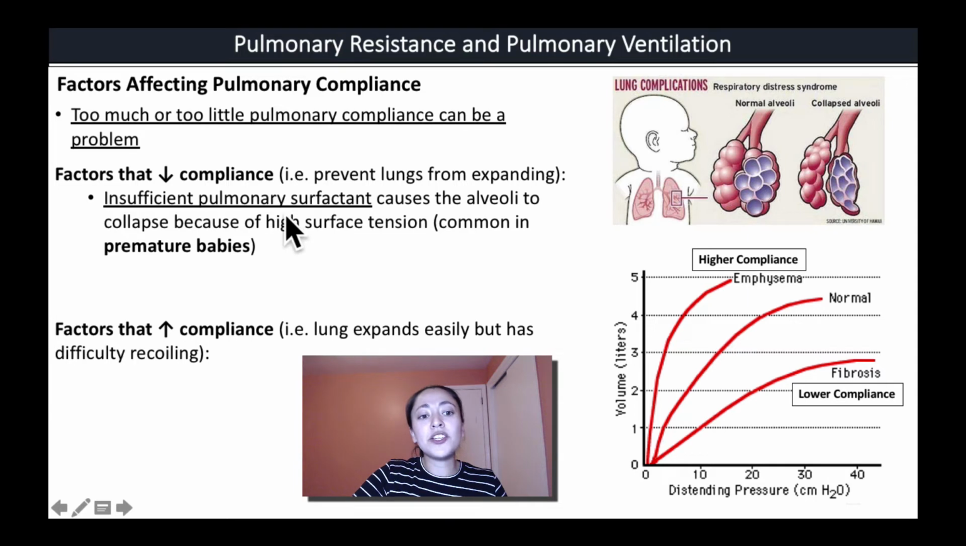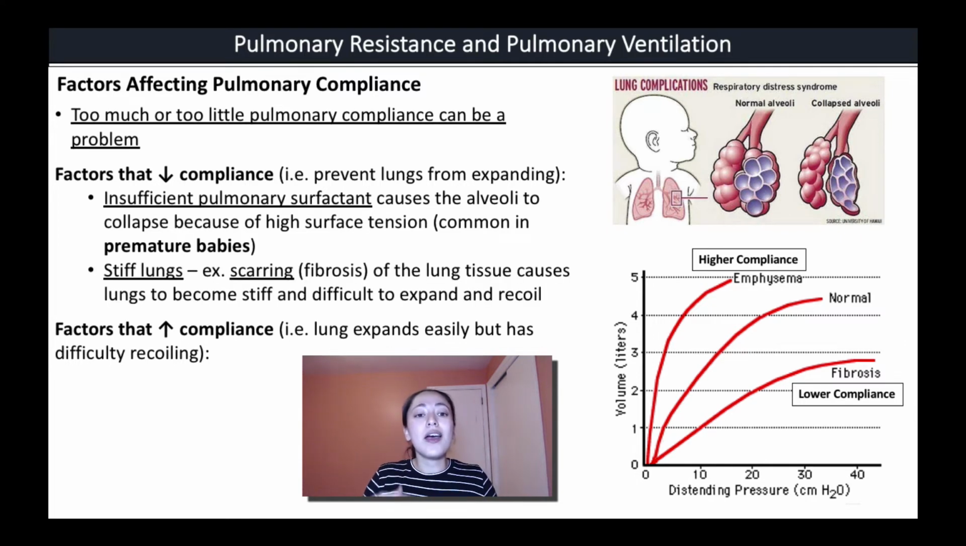However, insufficient pulmonary surfactant causes the alveoli to collapse and cling together and makes it more difficult for them to expand. This is actually very, very common in premature babies because they are born without the ability to really make their own pulmonary surfactant.